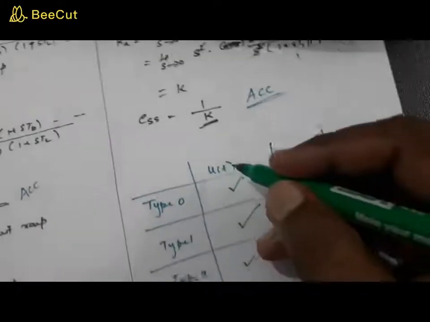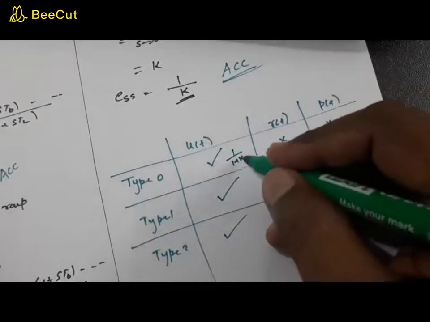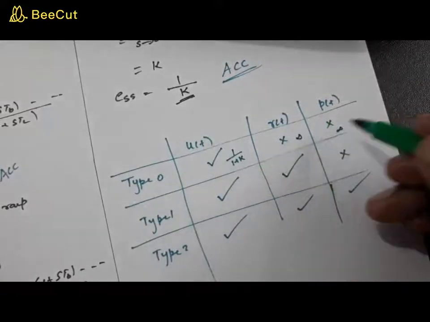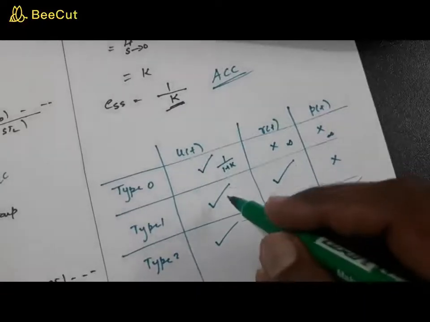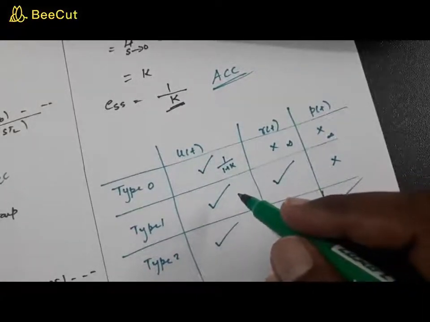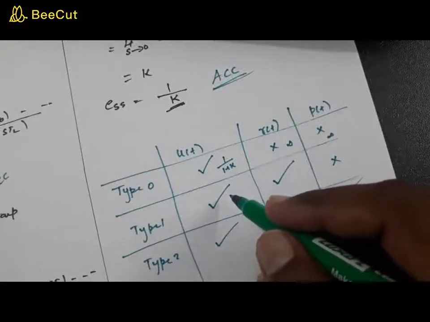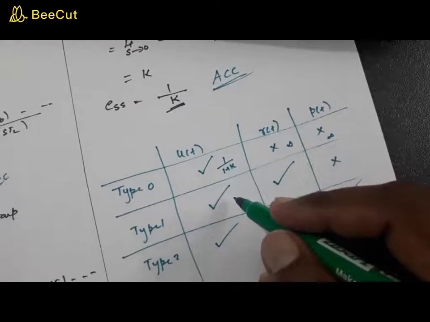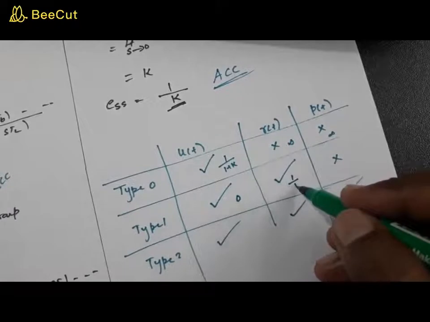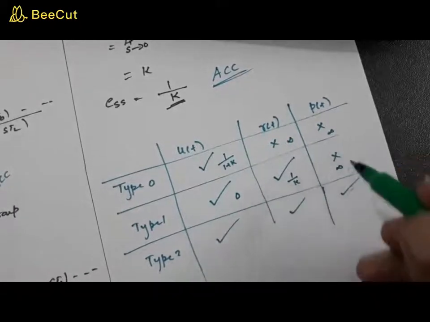So in a type 0 system, we have found this to be 1 by 1 plus k. If you can regulate your k, you can use this system. But in all these other cases, you have found the steady state error to be infinity. We have seen that in a type 1 system, this is again the steady state error is 0. This becomes 1 by k. The steady state error, this is infinity. So that's why we are not accepting this.